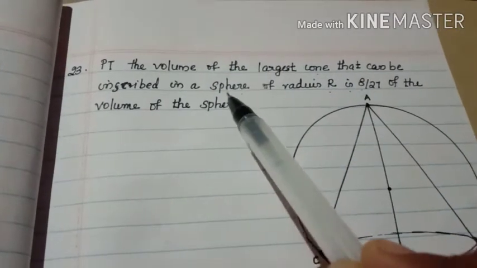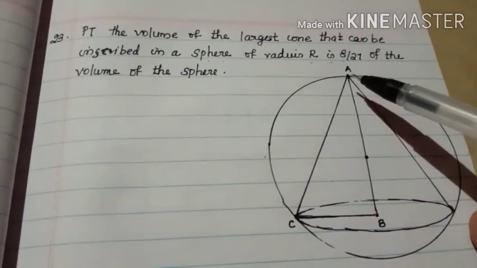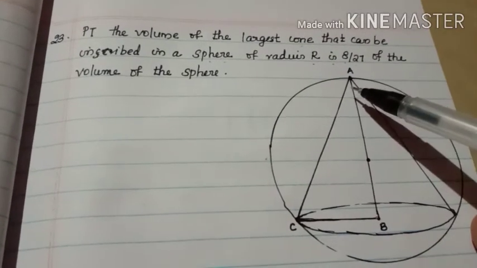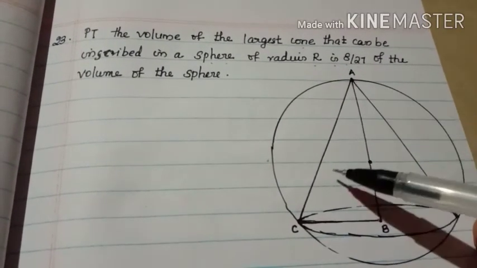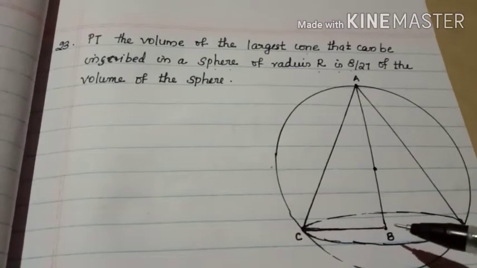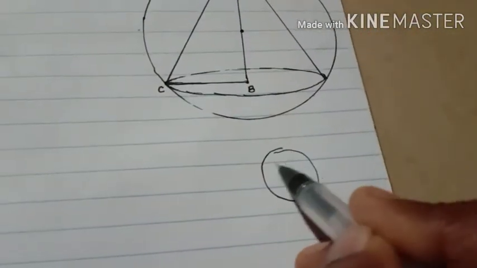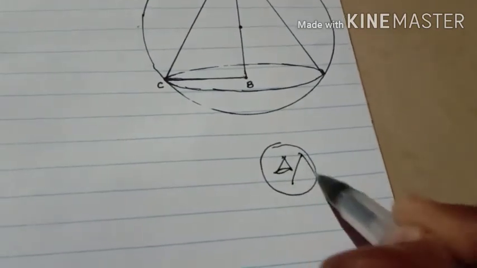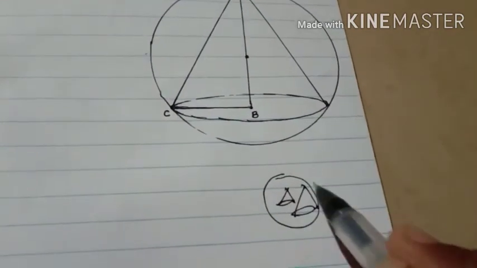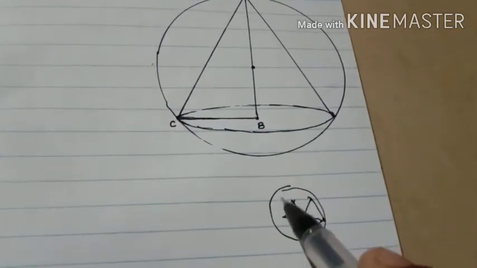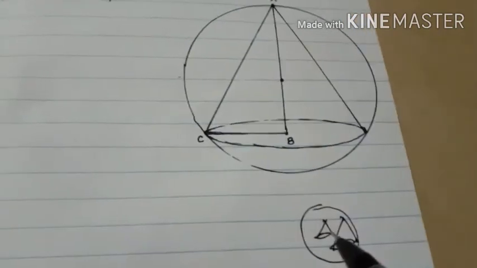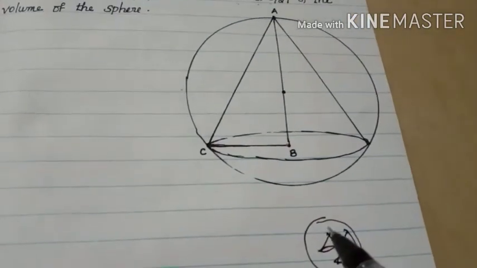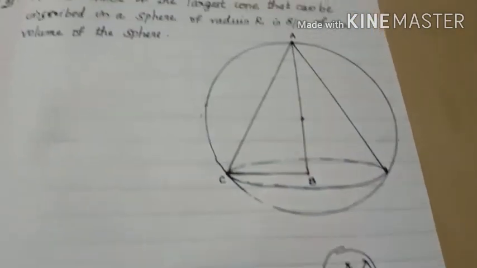Inscribed in a sphere means we have to put or take this cone inside this sphere, because we can insert a cone inside the sphere. In this manner also we can insert. In this manner also we can insert. So our aim is that the sphere is occupied by a cone with its maximum volume. Maximum volume of cone we have to occupy or insert in this sphere.